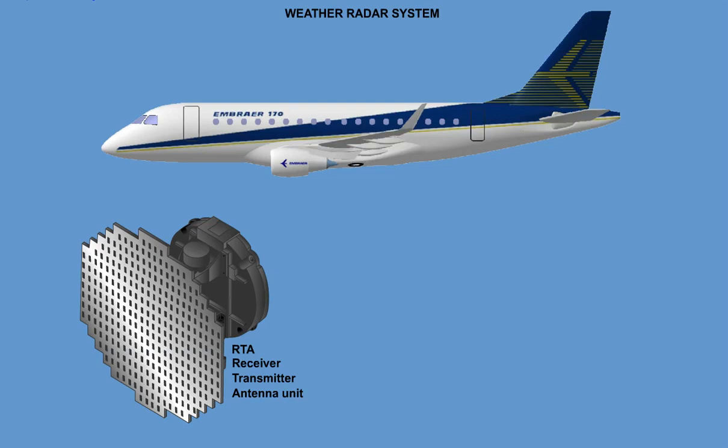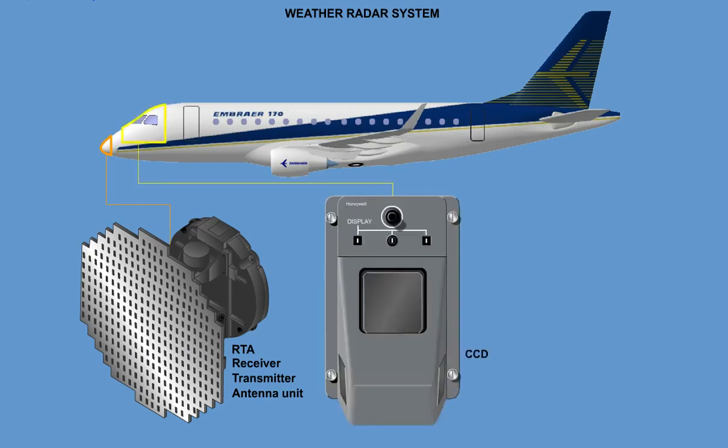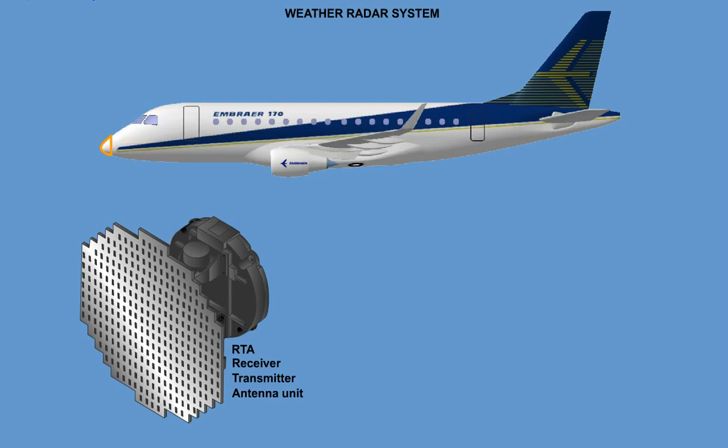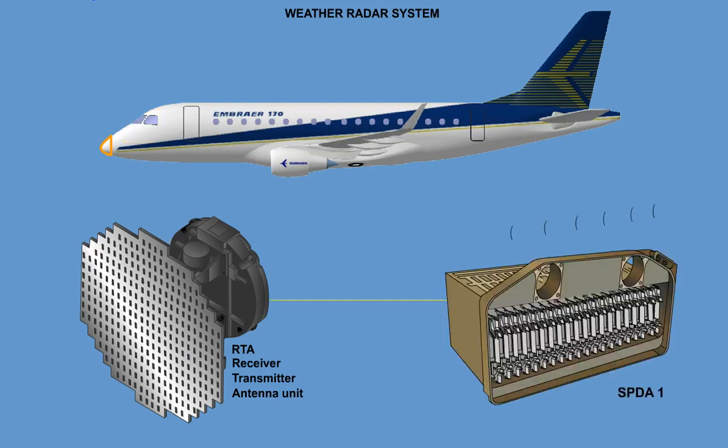The RTA is mounted in the nose of the airplane, whereas the virtual controllers consist of the CCDs and the weather mode information displayed on the MFDs below the weather information. The weather radar system is powered by 28-volt DC from SPDA1 DC bus 1. Should a power supply failure occur, the weather radar system will be inoperative, as there is no backup power source for this system.